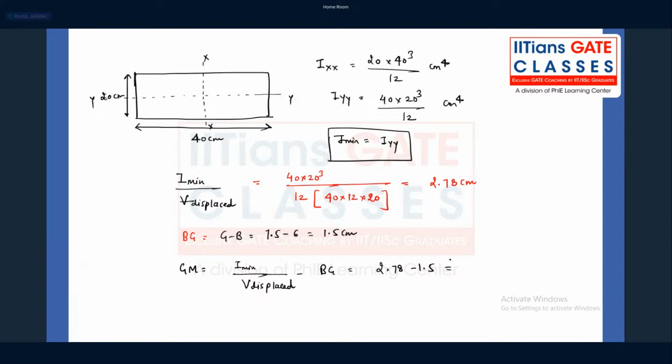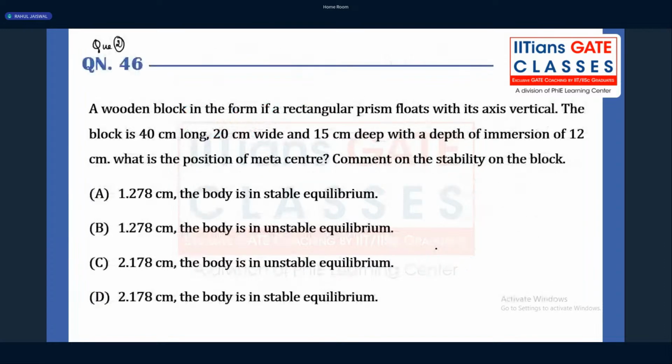Note down, 1.28 centimeter. We are getting more than 0, which means it's a stable condition. Now, when you look at the options, what option have they given? Comment on the stability of the block and what is the position of the metacenter. That means what is the value of M with respect to G. So it is 1.28. Approximately we got 1.28, but it is 1.278. Right. So we can round it to 1.28 centimeter. And the body is under stable equilibrium conditions. Option A must be correct.